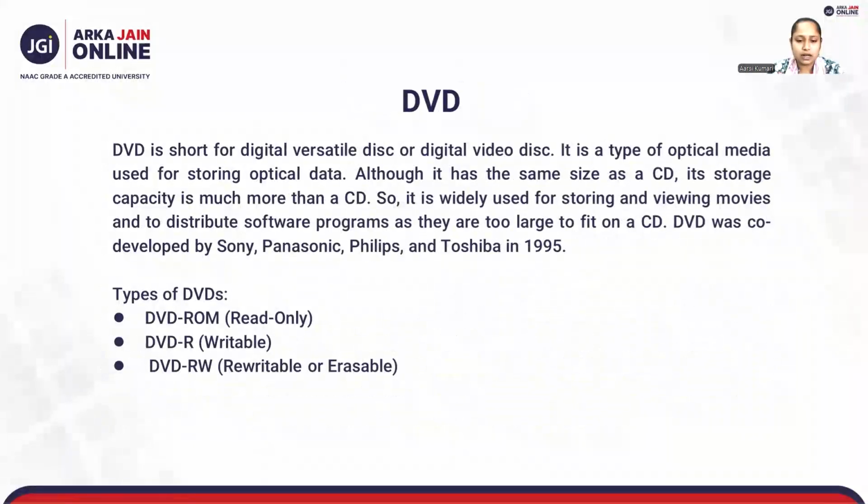Types of DVDs can be divided into three main categories, which are as follows. DVD-ROM, read-only. This type of DVD comes with media already recorded on it, such as movie DVDs. As the name suggests, data on these discs cannot be erased or added. So these discs are known as read-only or non-writable DVDs.